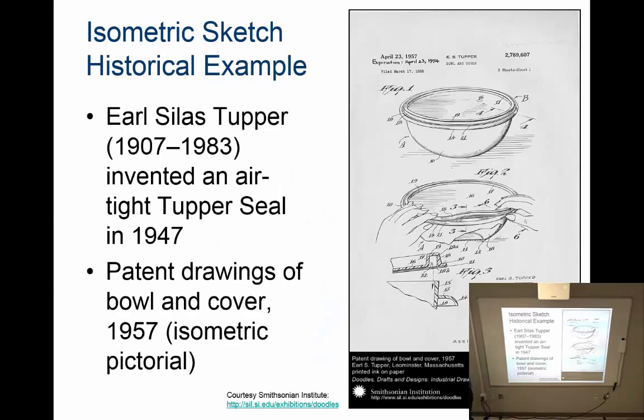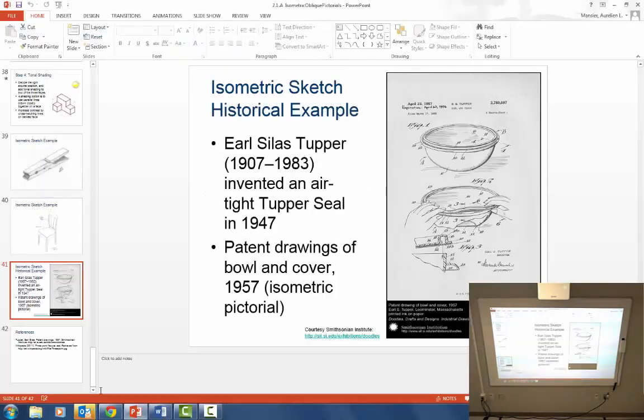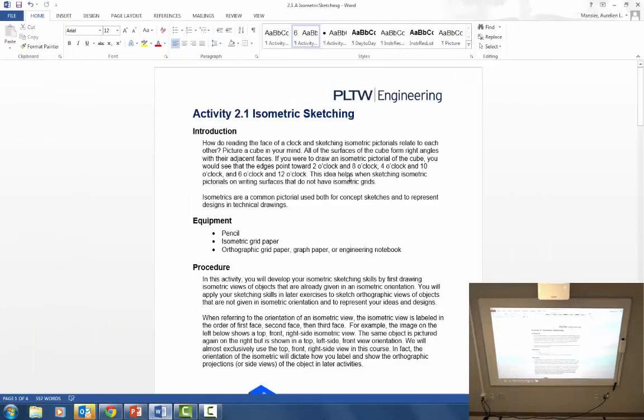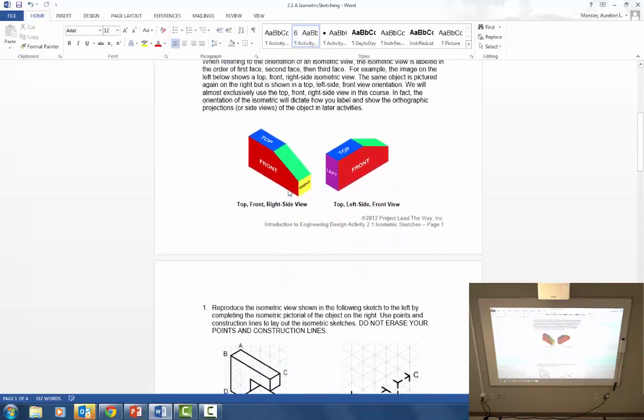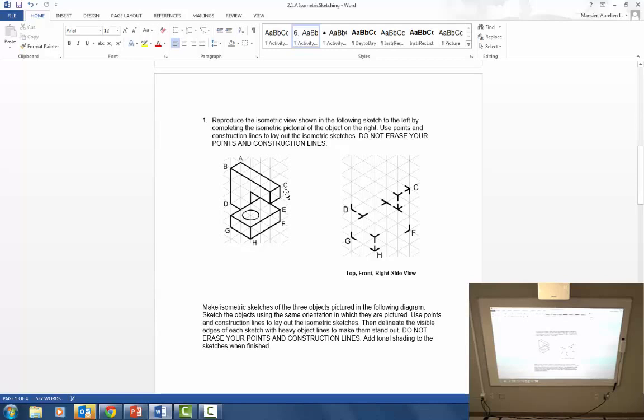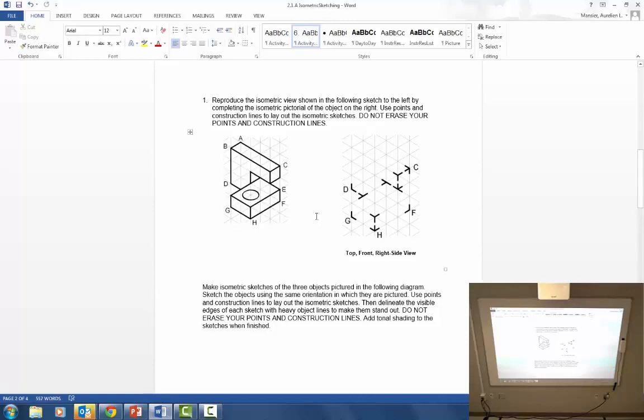All right, so let's talk about today's actual activity then. We're going to be doing activity 2.1 isometric sketching. We're going to use the isometric grid paper that I have for you. So this won't go directly in the notebook. We'll do it on the isometric paper first. And we're going to practice drawing these isometrics.